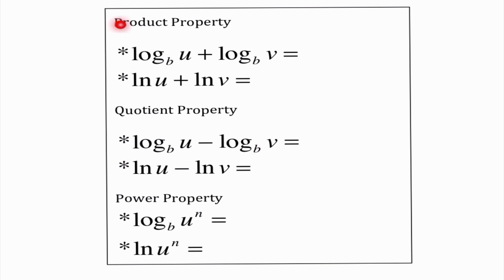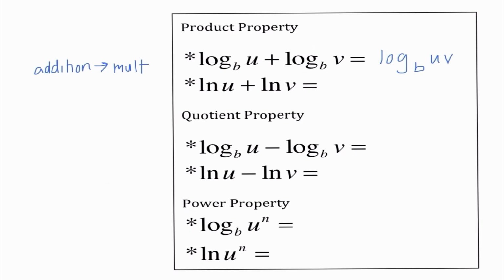And the first property we're going to talk about today is the product property. And we know when we hear the word product, we think of multiplication. So we have log base b of u plus log base b of v. The important part here is that I'm adding together two logarithms that have the same base. So this property will only hold true if this base is the same. If that is true, we can go ahead and condense this into a single logarithm. That would be log base b of u times v. So what we're seeing here is that addition and multiplication are linked together.